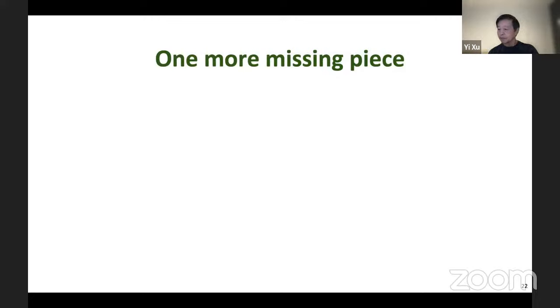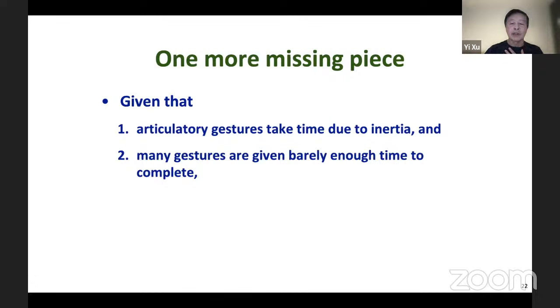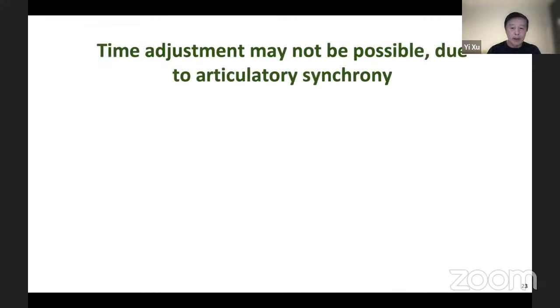Okay, now we are looking at one more missing piece. Given that articulatory gestures take time due to inertia, and many gestures are given barely enough time to complete, why don't speakers adjust the temporal alignment of gestures to give at least some of them sufficient time? So we're assuming that we're able to move things around. But it turns out that we may not have that ability due to a hypothetical articulatory synchrony.